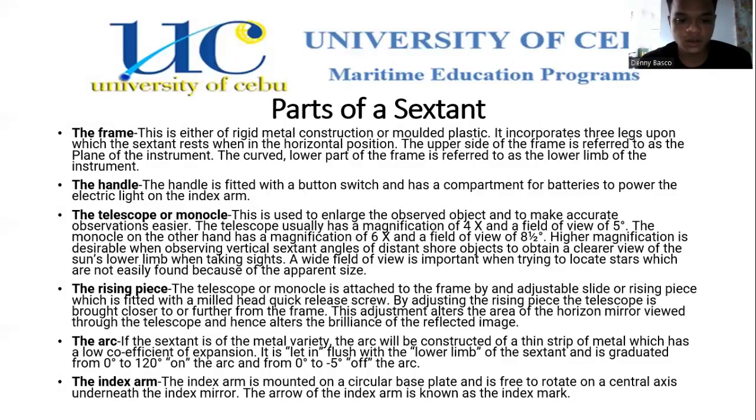Next is the arc. If the sextant is of the metal variety, the arc will be constructed of a thin strip of metal which has a low coefficient of expansion. It is let in flush with the lower limb of the sextant and is graduated from 0 degrees to 120 degrees on the arc and from 0 degrees to negative 5 degrees off the arc. Next part is the index arm. The index arm is mounted on a circular base plate and is free to rotate on a central axis underneath the index mirror. The arrow of the index arm is known as the index mark.